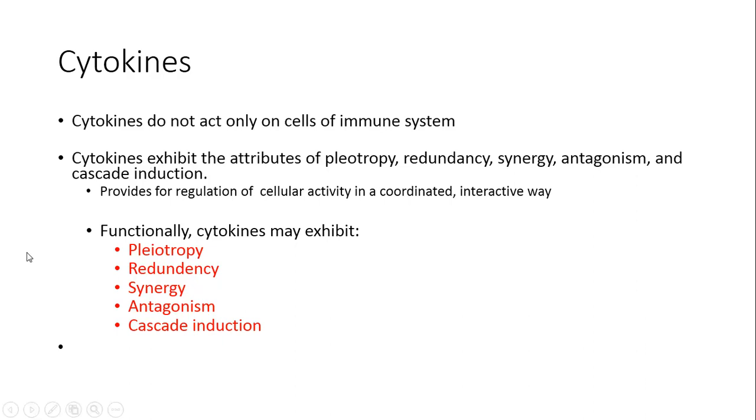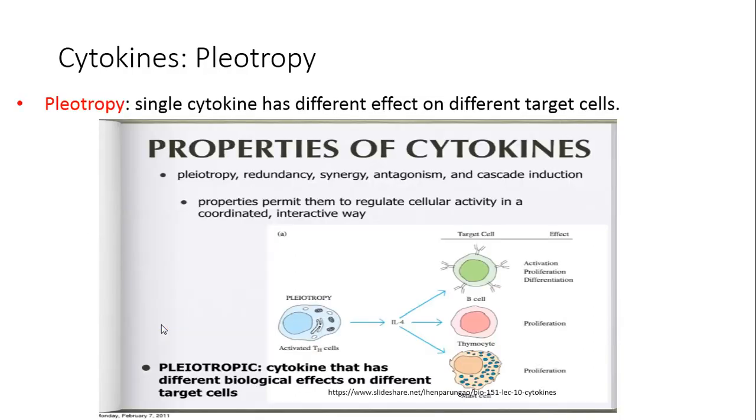The functions of cytokines that we're going to talk about are pleiotropy, redundancy, synergy, antagonism, and cascade induction. These all describe how cytokines regulate the activities of cells in a very coordinated way. So let's take a look. It'll make a little more sense as we go forward.